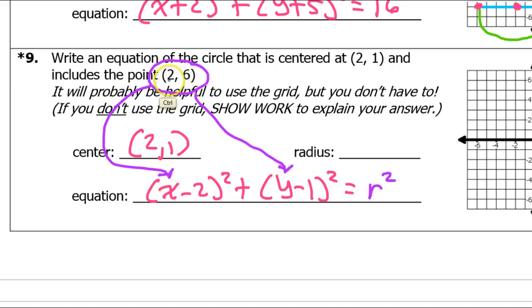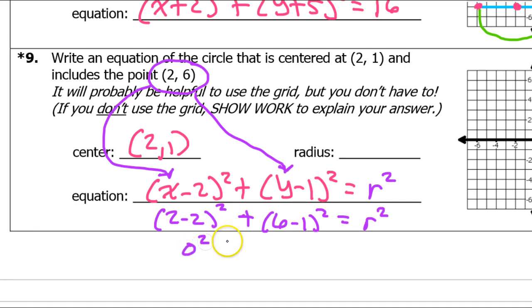So if I plug in the 2, that's going to give me 2 minus 2 squared. Now if I plug in the y value, which is 6, that's 6 minus 1 squared. And that will equal the radius squared. Okay, so that's going to be 0 squared. 6 minus 1 is 5. That's going to be 5 squared. And that should equal the radius squared.